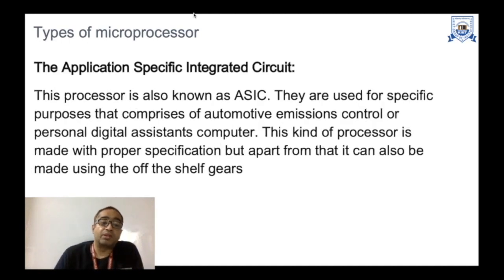Then we have the application specific integrated circuit, called ASIC. They are used for specific purposes, such as automated emissions controls or personal digital assistant computers. This kind of processor is made to a proper specification, but apart from that, it can also be made using off-the-shelf components.